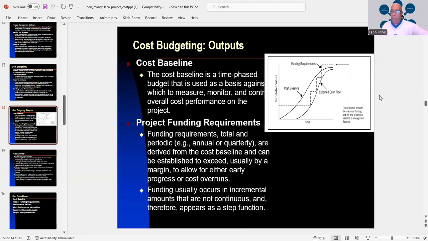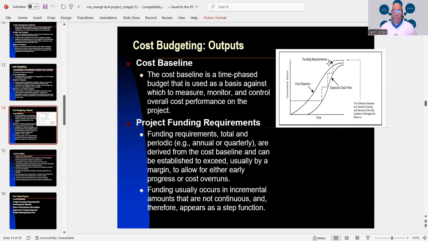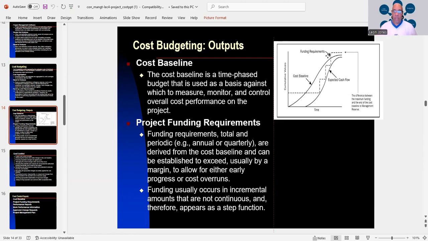So when we deal with outputs, we have what we call a cost baseline. And what it is, it's a time phase budget that is used against which to measure, monitor, and control overall cost performance on the project. That's exactly what it is. It's a time phase budget that is used as a basis against which to measure, monitor, and control overall cost performance on the project.